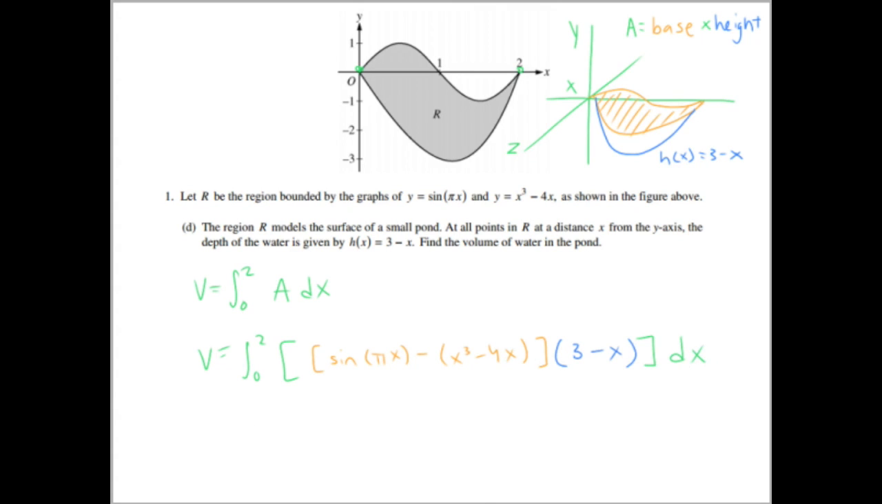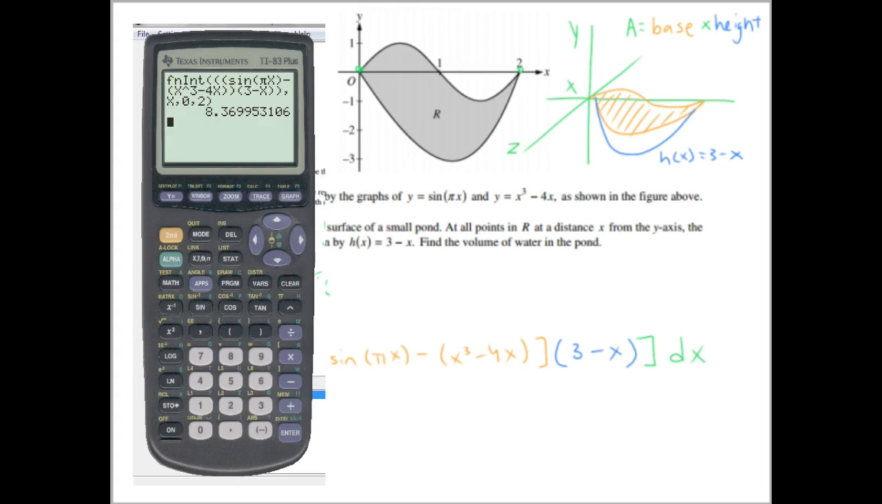dx. So this is our integrand, and if we take a look at the calculator, because by now you should know how to plug this in, the answer is 8.370. V equals 8.370.